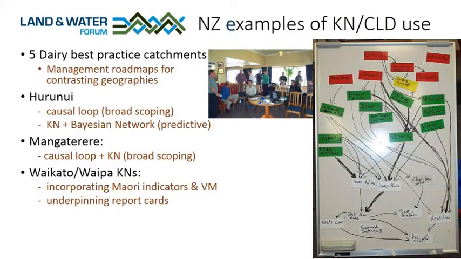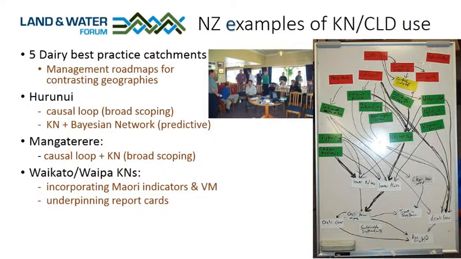So some of the examples of these sorts of modelling systems that have been developed, there's a number of them that have been used in New Zealand for both these causal loop models and knowledge networks. I got into this when I was working on the dairy best practice catchments. So there's those 5 catchments where dairying was being applied around the country. And as the process of figuring out what farmers should be focusing on in different geographies, with the one activity of dairying, but in quite contrasting geographies, from the west coast of the South Island, where you have much more rain than you need, 4 metres of rain, to the irrigated systems in South Canterbury, where you have to have irrigation in order to drive things.